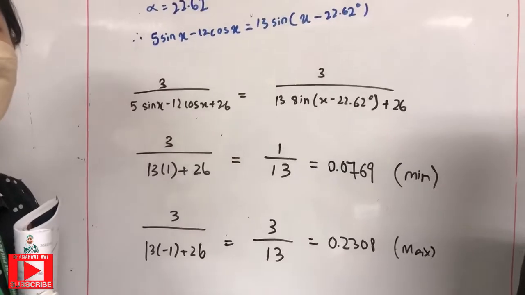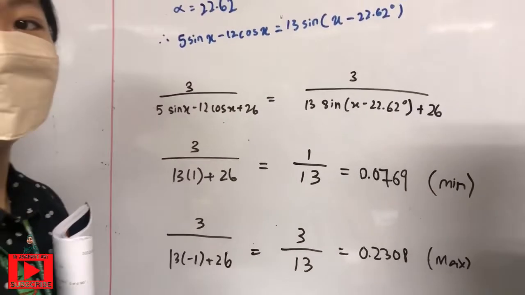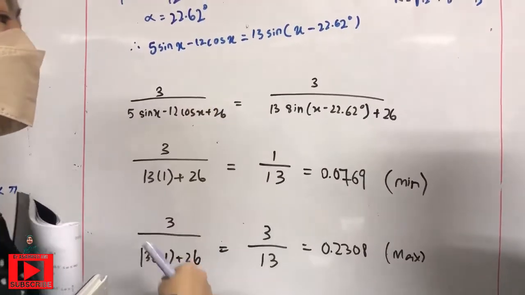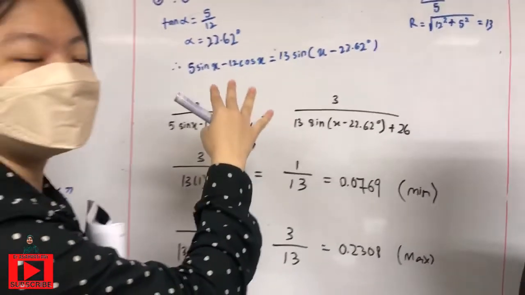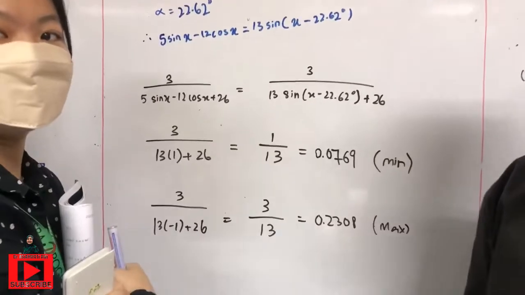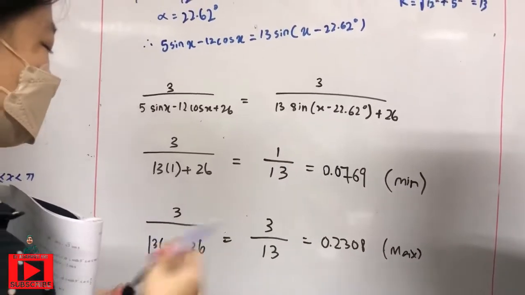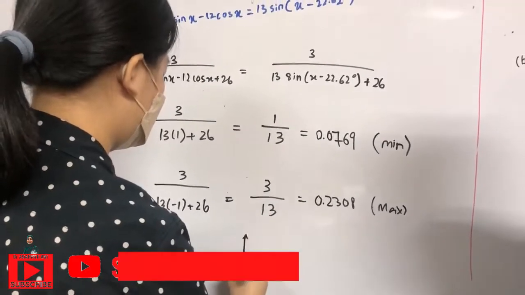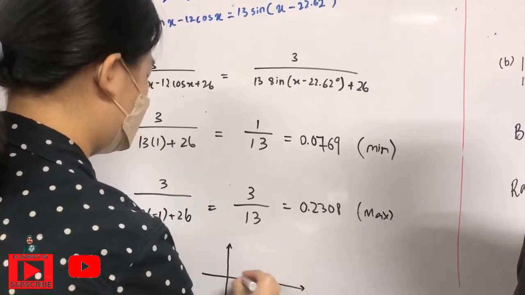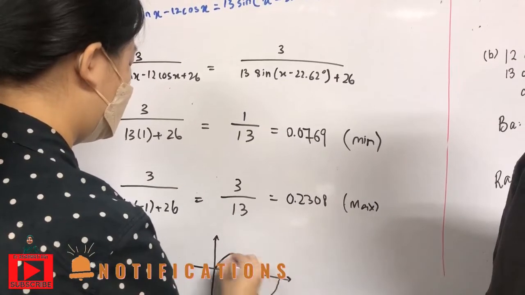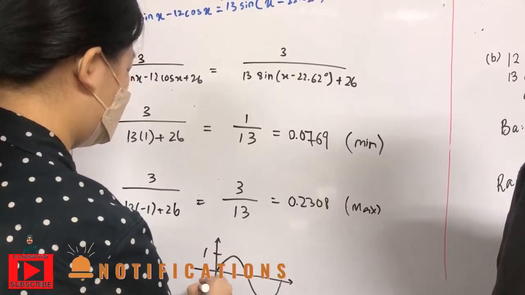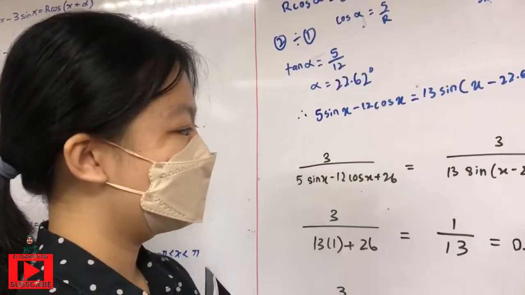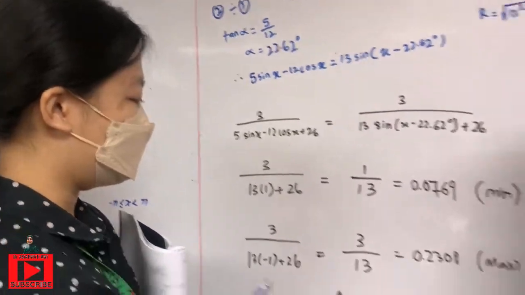Why do you substitute -1 or 1? Because for the sine graph, 1 is the maximum and -1 is the minimum. Okay, can you sketch the graph for a simple sine? Okay, good. So whatever it is, for sine the maximum is always 1 and the minimum is -1.